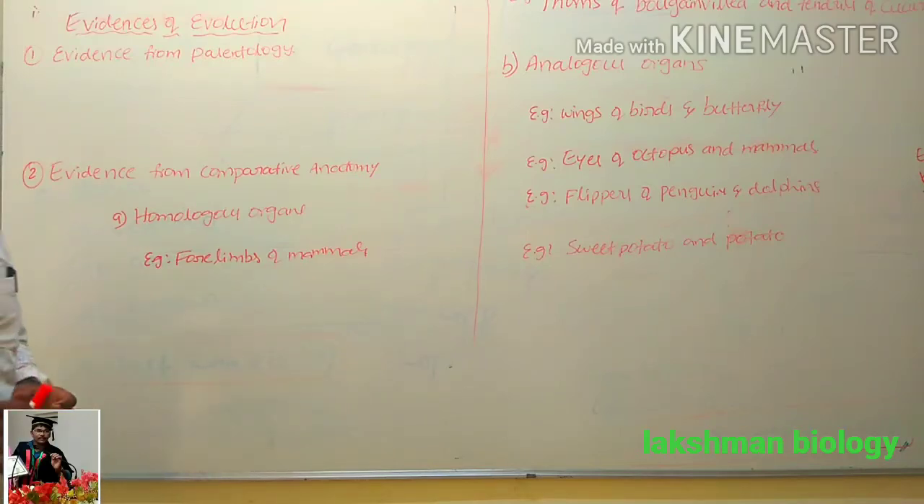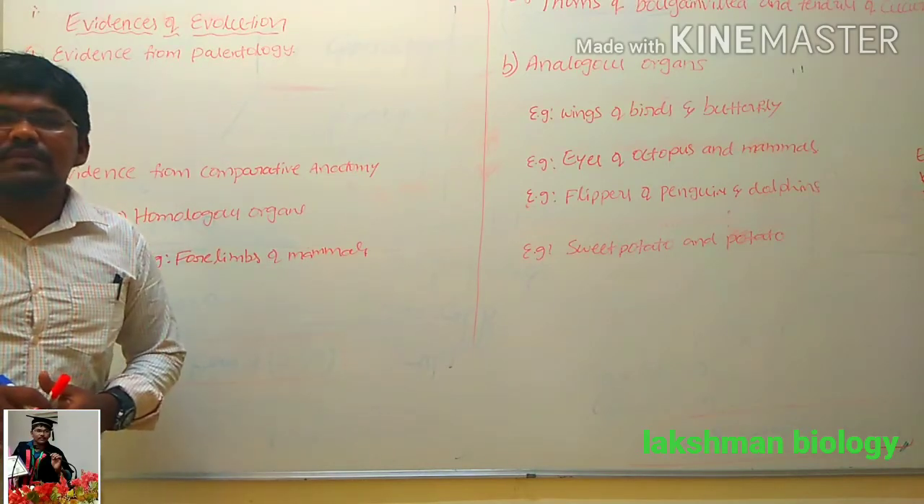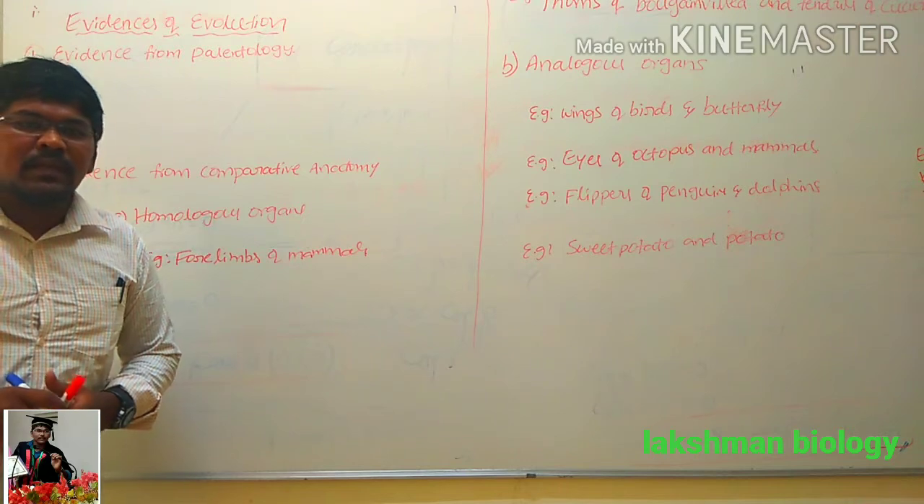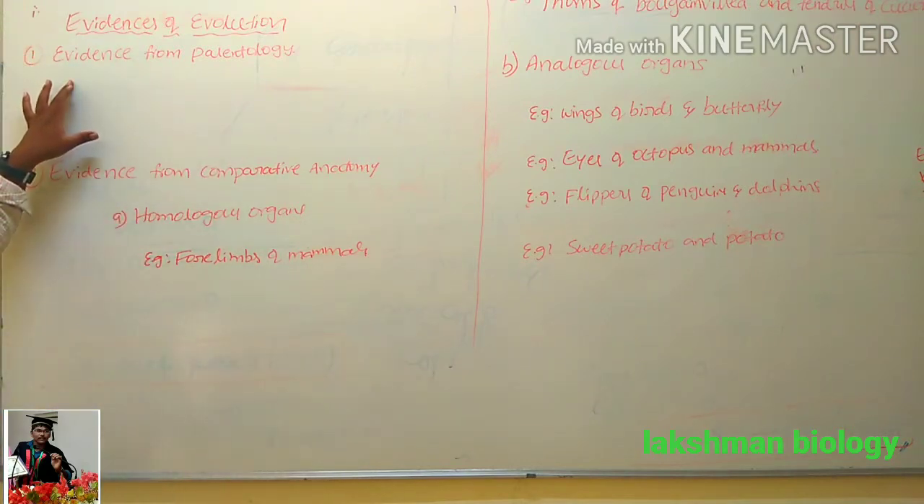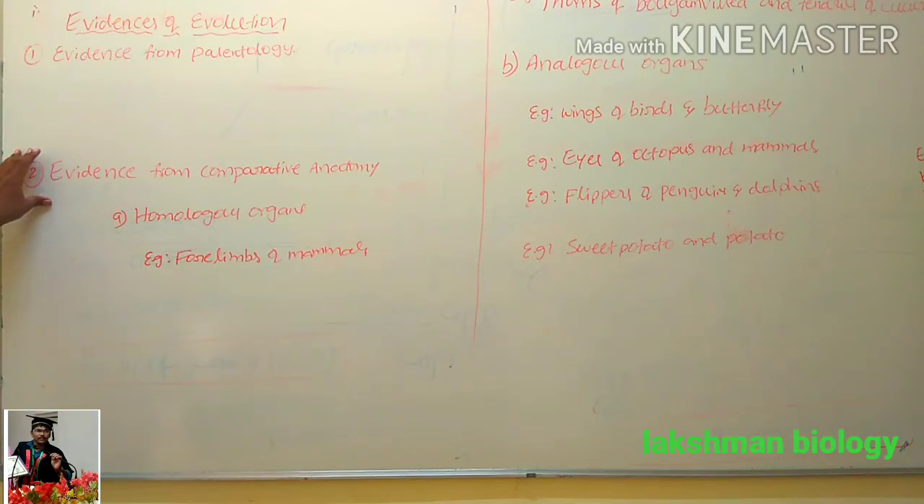There are different types of evidences which give evidence of evolution. Number one is evidence from paleontology. Number two is evidence from comparative anatomy. Number three is evidence from embryology, or embryological evidences. Number four is evidence from physiology and biochemistry. Next, number five is evidence from natural selection.